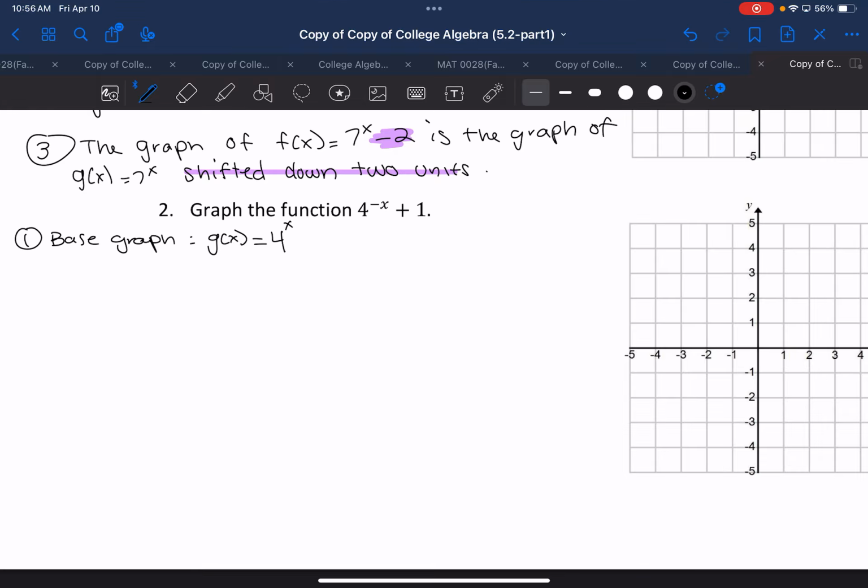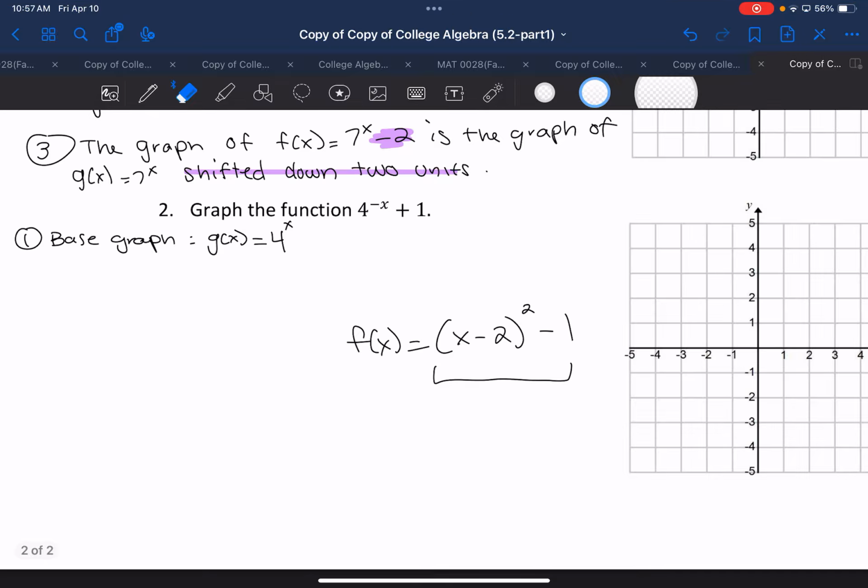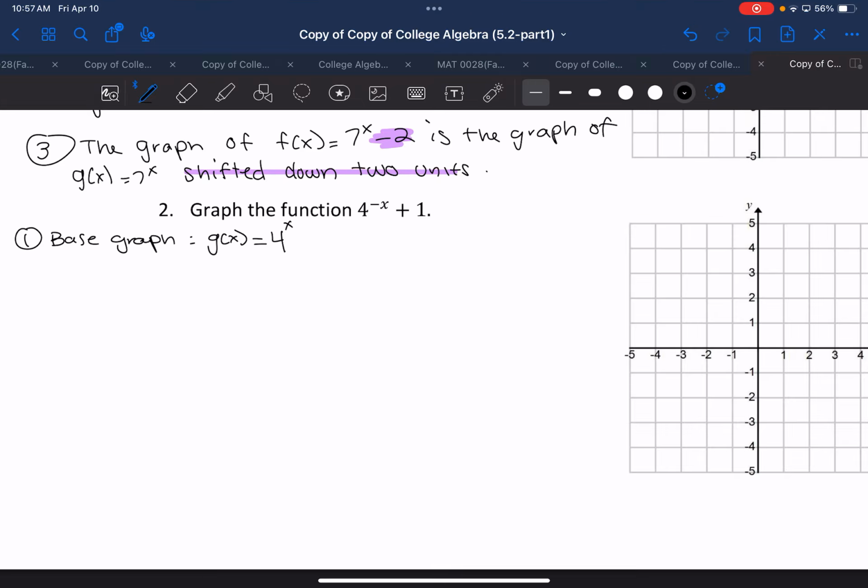And this is just like when we did with the other graphs. If I gave you f of x equals x minus 2 all squared minus 1, you would have to know that the base graph is x squared, right? Because that's the only thing that has an exponent of 2. So that's what I'm doing. I'm determining what my base graph is, which is 4 to the x.